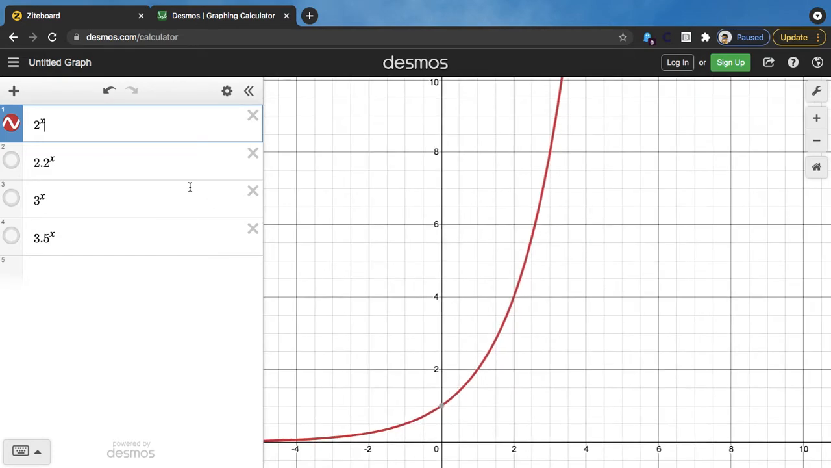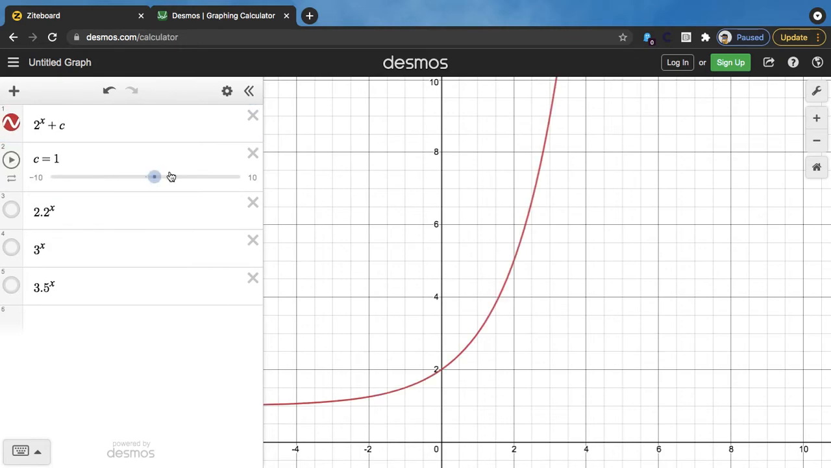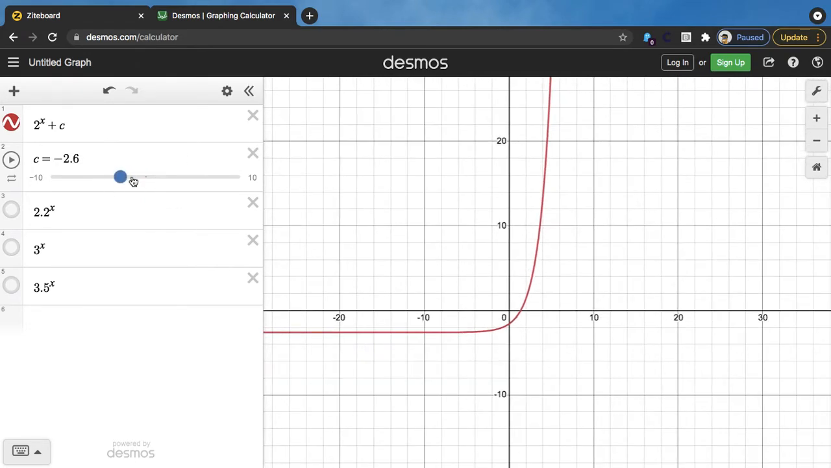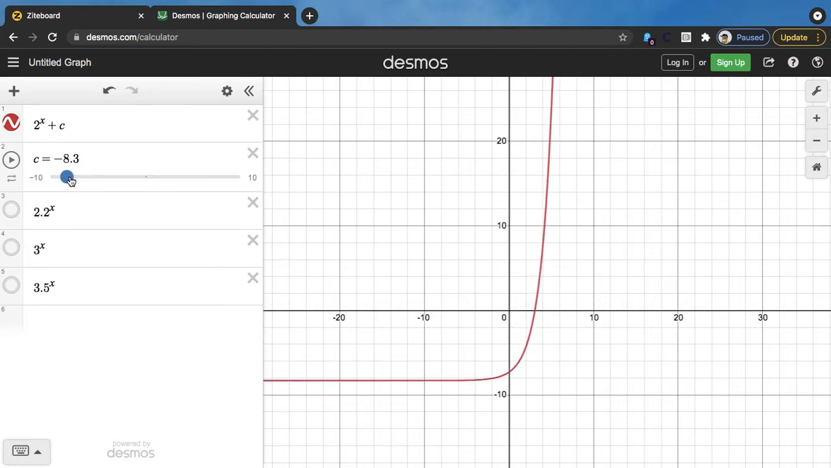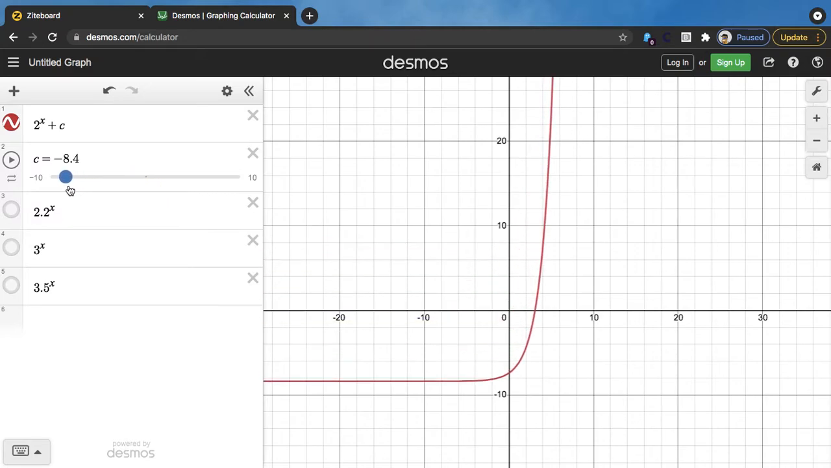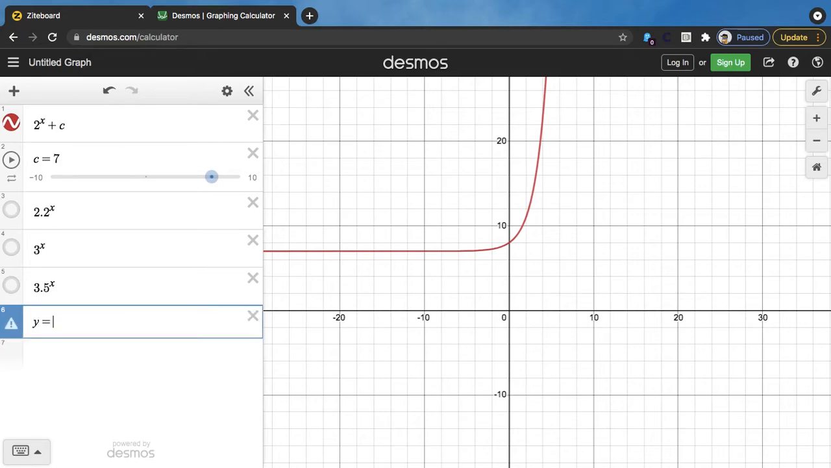So let me look at the graph and add a constant here and see what happens. We'll have to zoom in and see what happens when c is becoming negative or c is becoming positive. What we are seeing is that the entire graph is moving up or down however much c is. For example, if c is 7, let me also graph the y equal to 7 line.